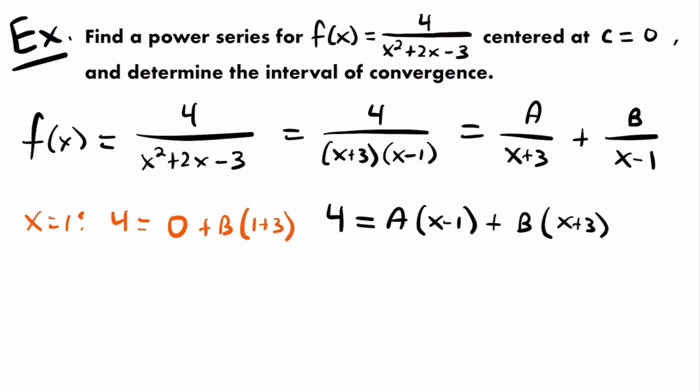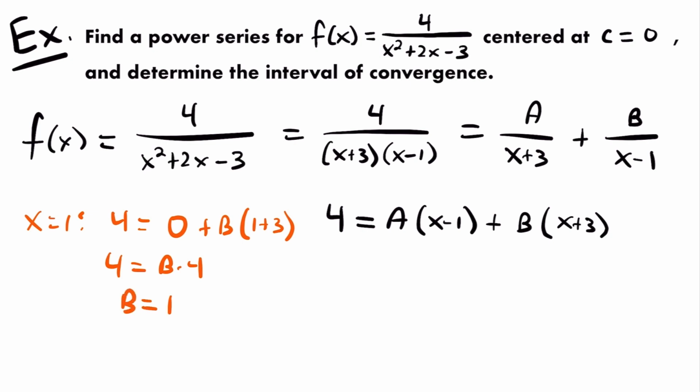Like I just explained, when x is 1, we have a times 1 minus 1, which is a times 0. So that's where this 0 comes from. And then we have plus b times 1 plus 3 right here. Now 1 plus 3 is 4. So we will have 4 is equal to b times 4. And if we divide both sides by 4, we'll find that b is equal to 1.